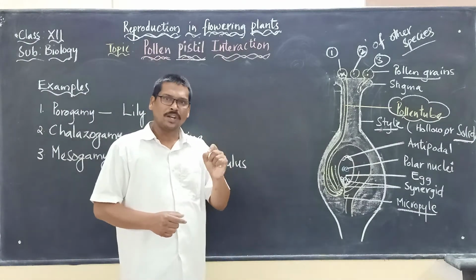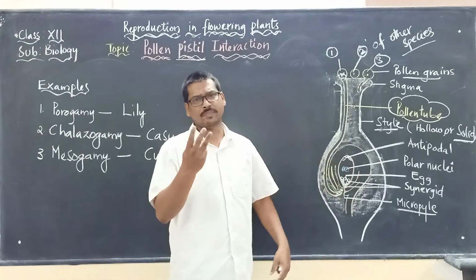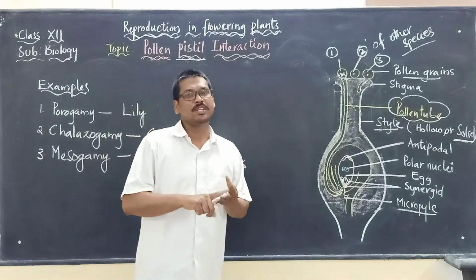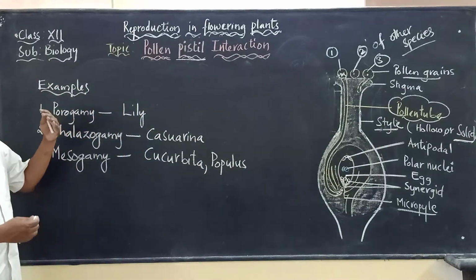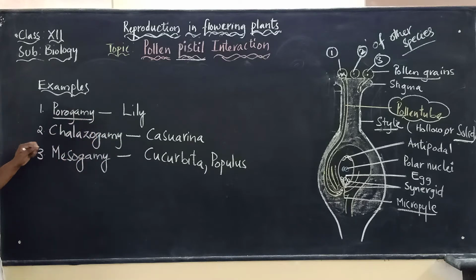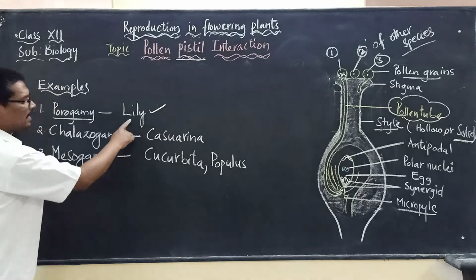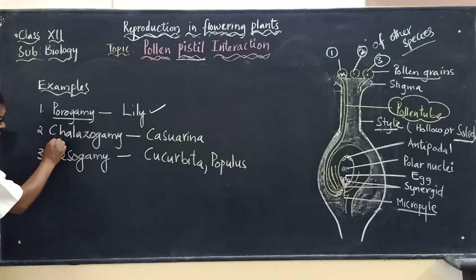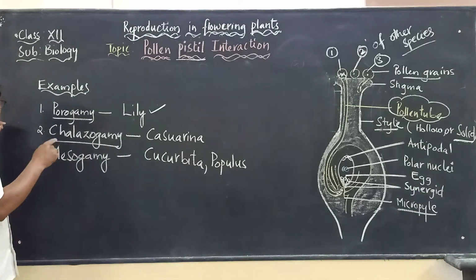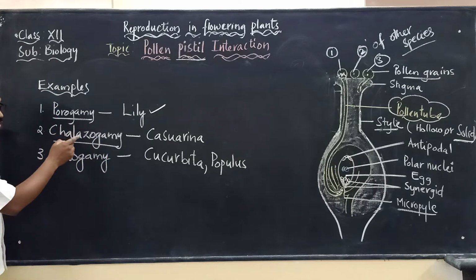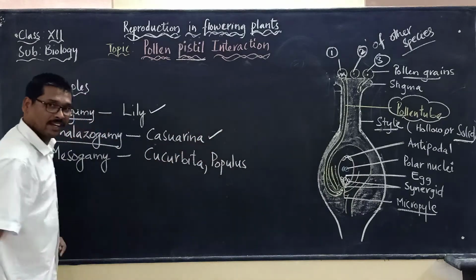So we studied that the pollen tube will be entering into the ovule in three ways. One is porogamy, then chalazogamy, and the other is mesogamy. The best example of the pollen tube entering into the ovule through the micropyle region, porogamy, is lily. In chalazogamy, the pollen tube is entering through the chalazal region, the basal part of the ovule. The best example is Casuarina.